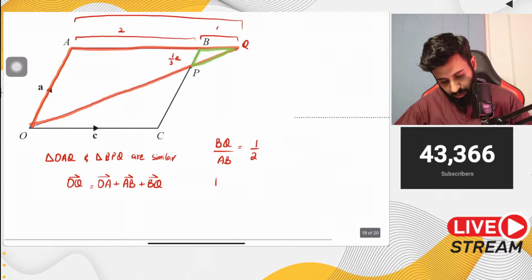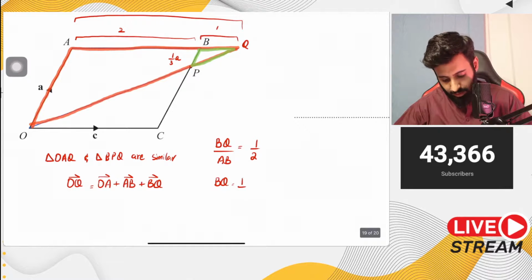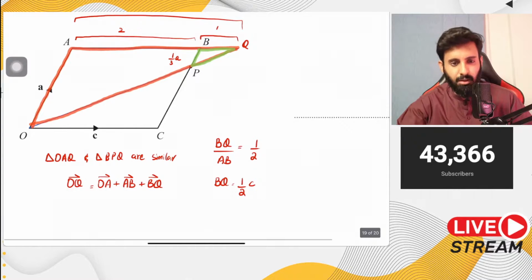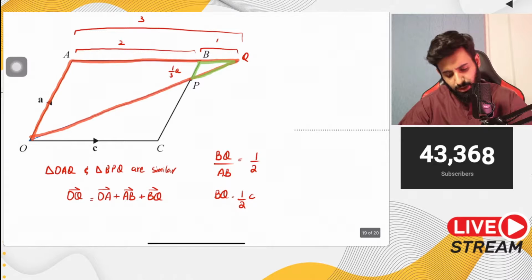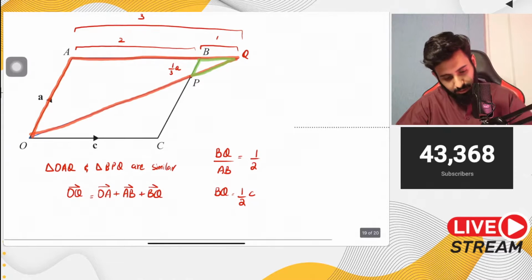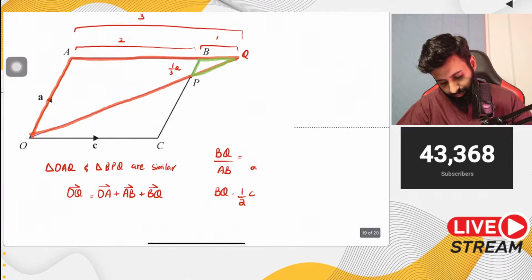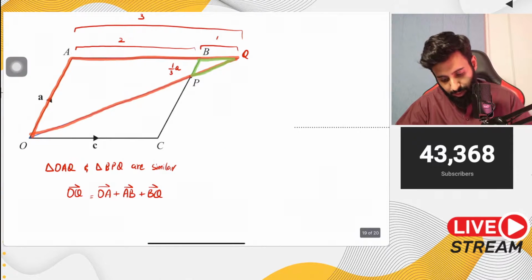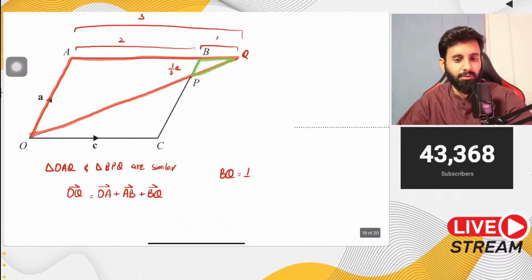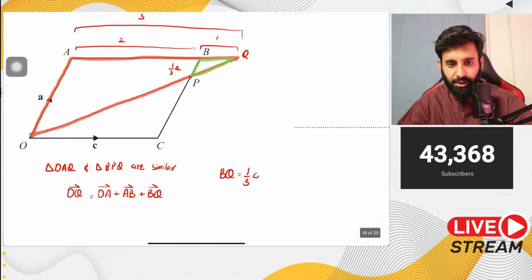So BQ is going to be equal to what? BQ is actually going to be equal to 1 upon 2C. Wait a minute, let me confirm that. No, BQ is not going to be 1 upon... Sorry, my bad. It's going to be 1/3. So BQ is going to be 1/3 of it. BQ is equal to 1/3 of C, because they are similar in the ratio 1:3.